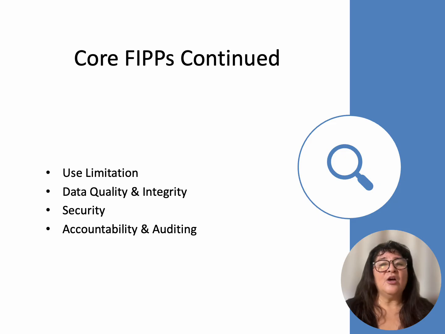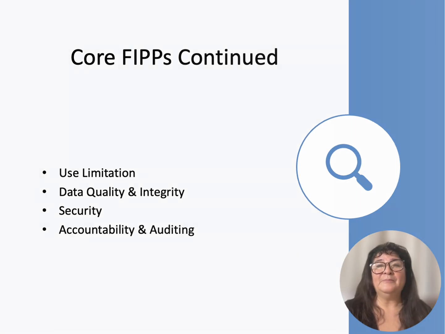And finally, accountability and auditing holds organizations responsible for complying with privacy requirements and demonstrating that compliance. Regular audits, logging, and monitoring ensure that privacy controls are not just implemented, but actively enforced. Together, again, these principles ensure that organizations not only protect data, but can also prove that they are handling personal information responsibly.